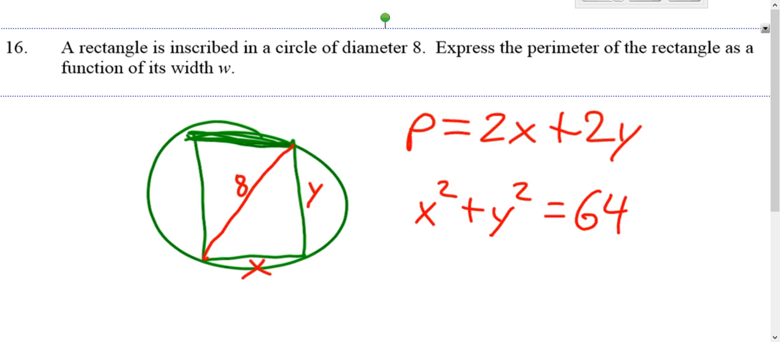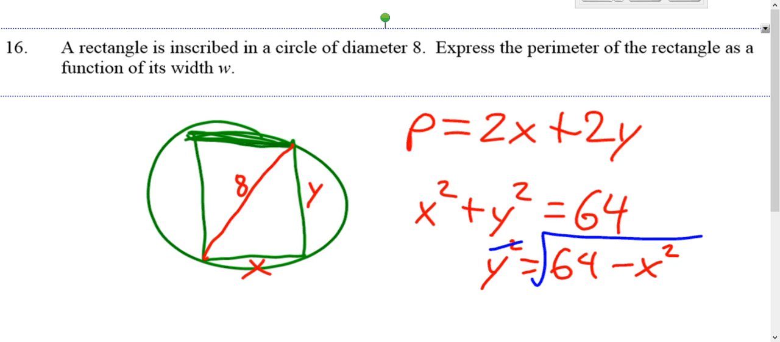To write the perimeter as a function of its width, I called width x instead of w. I'll just change it at the end. Take the equation that has the number in it, solve it for y. So you get y squared equals 64 minus x squared. Y squared, we need to square root it to get y by itself. Now we have y equals the square root.